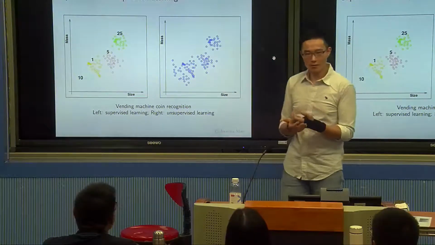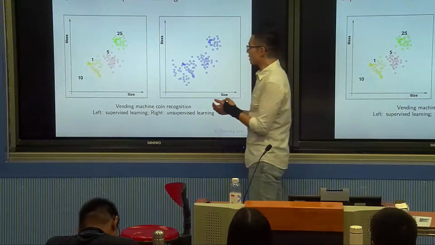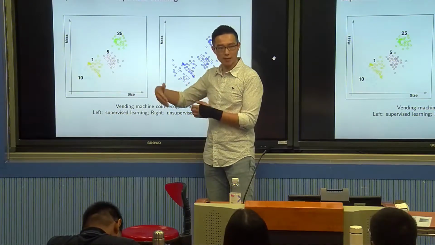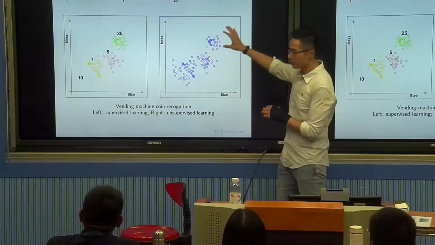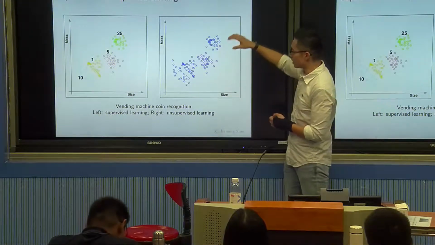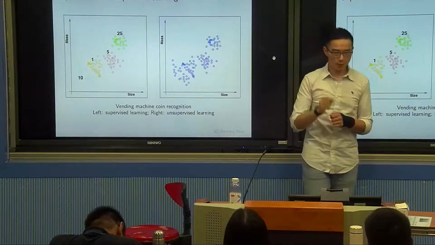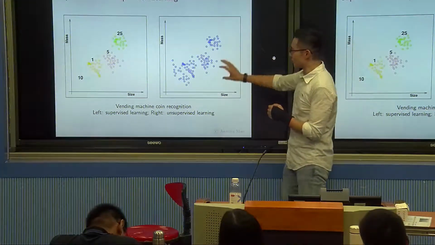Now, unsupervised learning is harder. Unsupervised learning is I do not know what these coins are in my data. In my data, I do not know what these coins are. I have no idea. I just see these coins. There's a mass, there's a size, but I have no idea whether this is 25, this is 5, this is 1. But I want to write a program to automatically recognize that these are different kinds of coins.